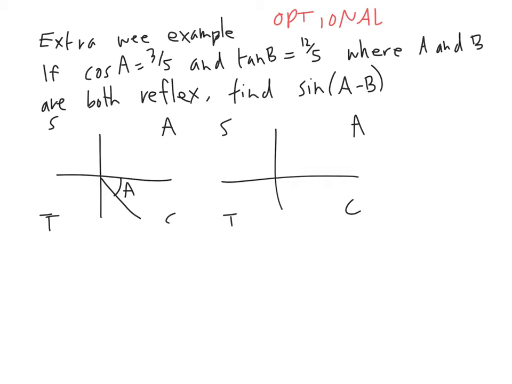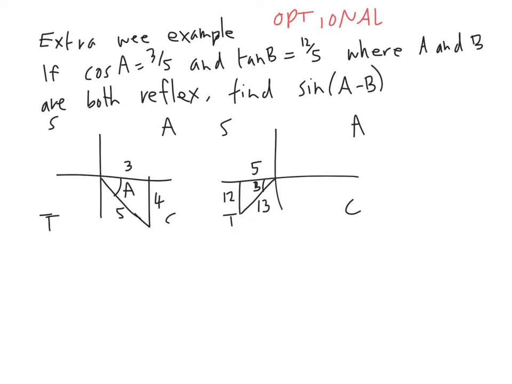For angle B, tan of B is 12/5, so it's a positive number as well, so the reflex angle has to give a positive tan value, so it has to be in this quadrant. So the angle B is here. Then we work out what the sides would be. So cos is the adjacent 3 over hypotenuse 5. By Pythagoras, the opposite will be 4. Angle B, tan is 12/5. Opposite is 12, adjacent will be 5. And by Pythagoras, the hypotenuse would be 13.